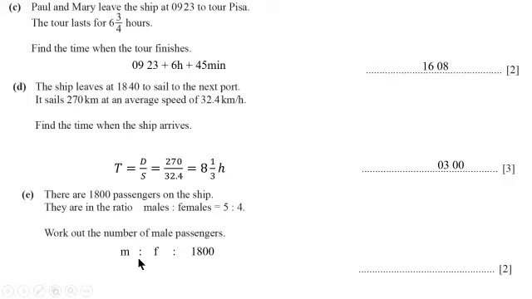Now I will put the row of the ratios 4, 5, 4, and their sum is 9. Okay? To get the number of males, just multiply 5 times 1,800 divided by 9. The answer will be 1,000.